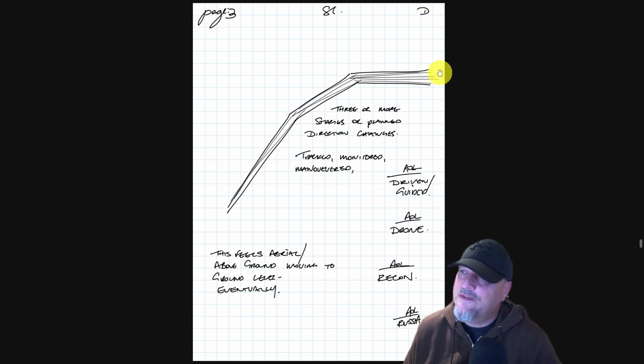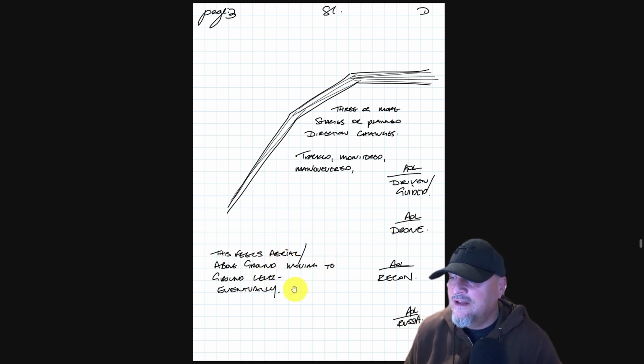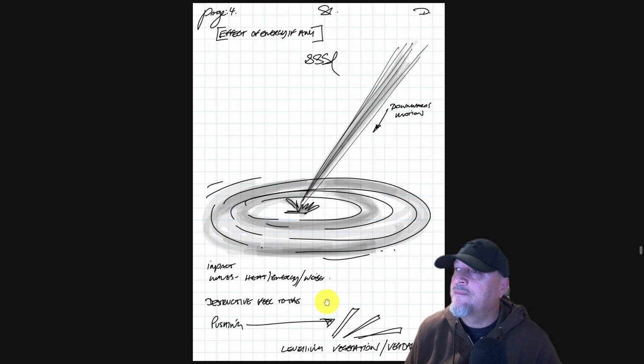So I went into detail on this, and I could see that there were at least 3 or more stages of planned direction changes. This was tracked, monitored, and maneuvered. It was driven and guided. It felt almost like a drone because it was remote. It didn't feel like there was anyone inside of it. Felt aerial, above ground, and it was moving to ground level eventually. And it felt like it was doing some kind of recon or something like that.